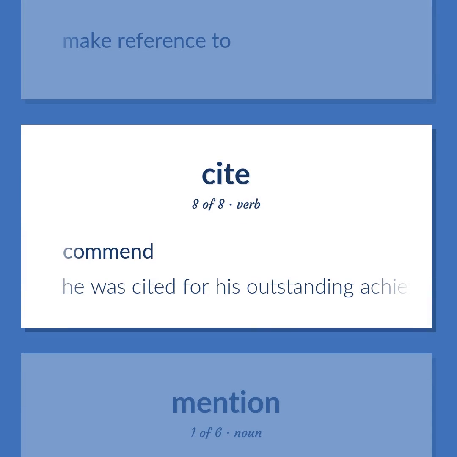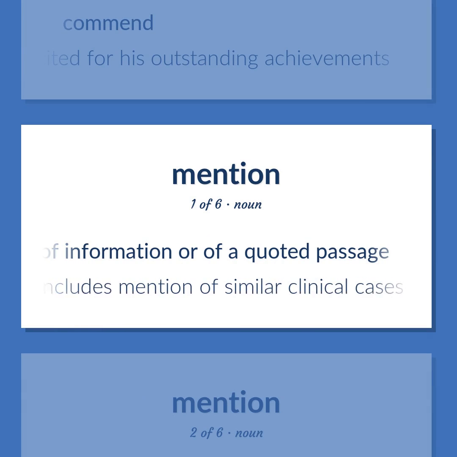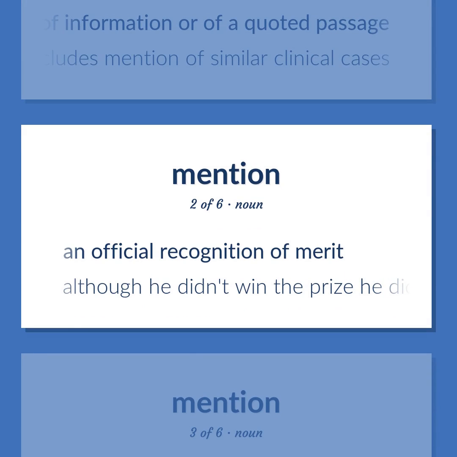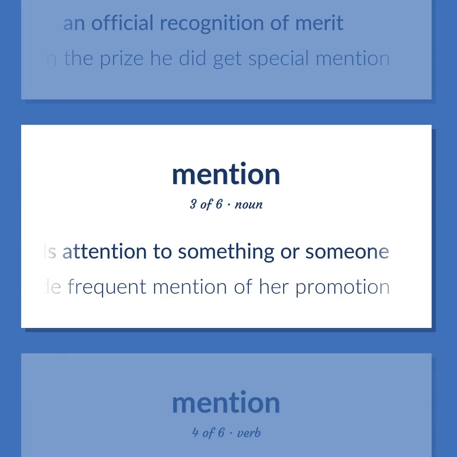Commend. He was cited for his outstanding achievements. A short note recognizing a source of information or of a quoted passage. The article includes mention of similar clinical cases. An official recognition of merit. Although he didn't win the prize, he did get special mention. A remark that calls attention to something or someone. She made frequent mention of her promotion.